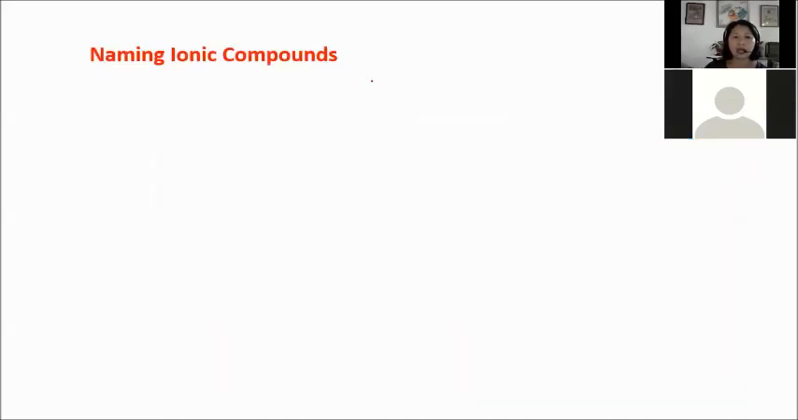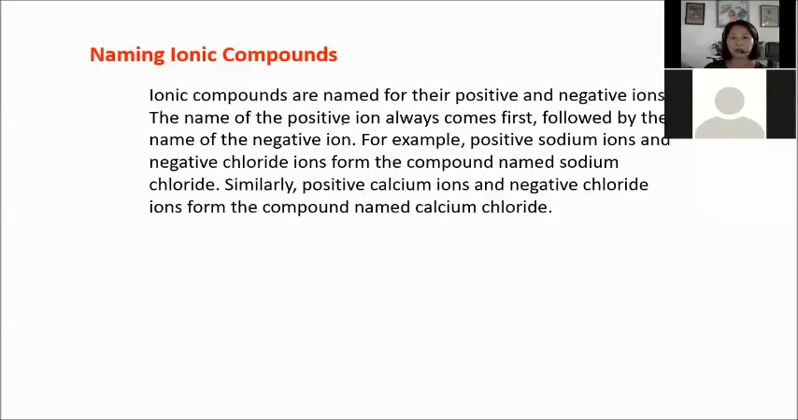So how do we name ionic compounds? Okay. Ionic compounds are named for their positive and negative ions. First, name the positive one, followed by the name of the more electronegative ion. For example, positive sodium ion and negative chloride ion form the compound named sodium chloride. Similarly, we have calcium and chlorine, so calcium chloride. Okay.